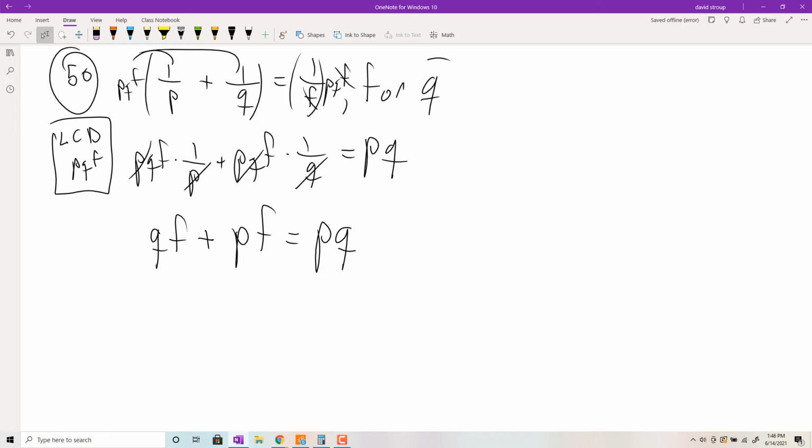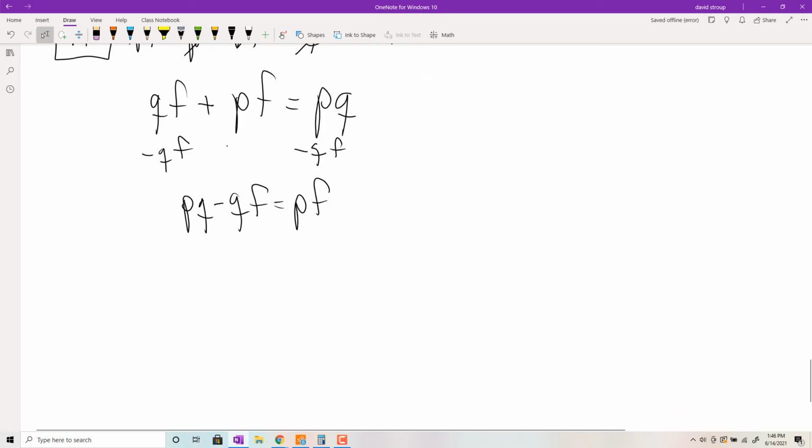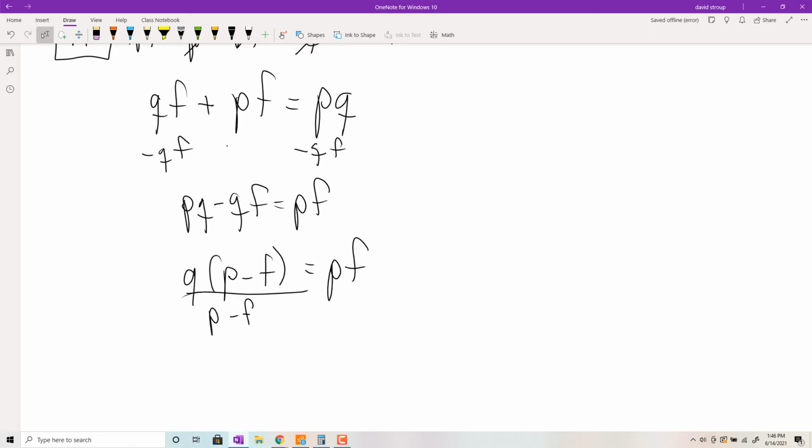And then when I'm solving for Q, right? So I want to get all the Q's on one side, so I'm going to move this QF over. You can move the QF over and then flip-flop sides. So you'll have PQ minus QF equals PF. Then you could factor out the Q from these two terms. So you'd have Q times P minus F. On the right, you have PF. Divide both sides by P minus F, and you should be done. So Q at the end of the day will be PF all over P minus F.